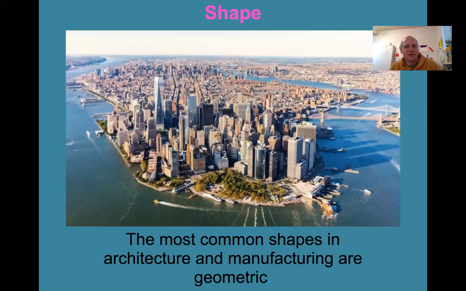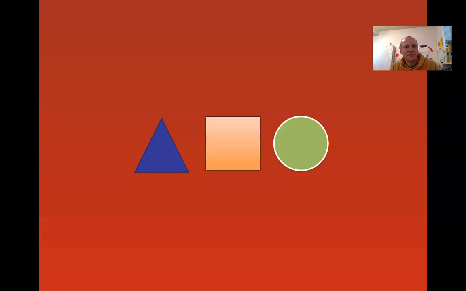And shapes are what we build with. Usually, shapes that are geometric are what we build with most often. So architecture and manufacturing are usually geometric shapes. All these buildings are essentially almost all rectangles. Look at these basic shapes. Hopefully you know these, the triangle, the square, and the circle.